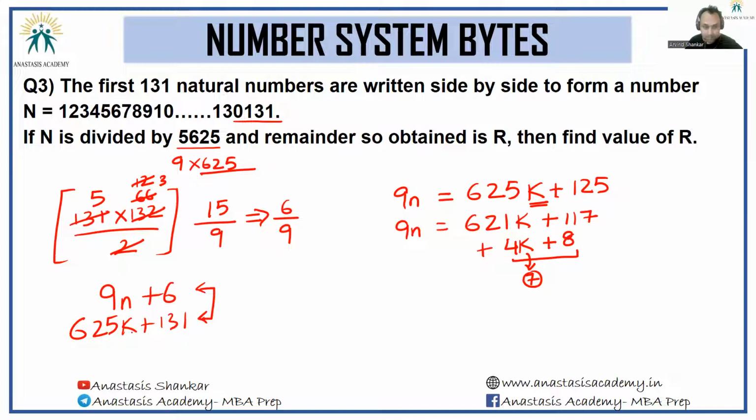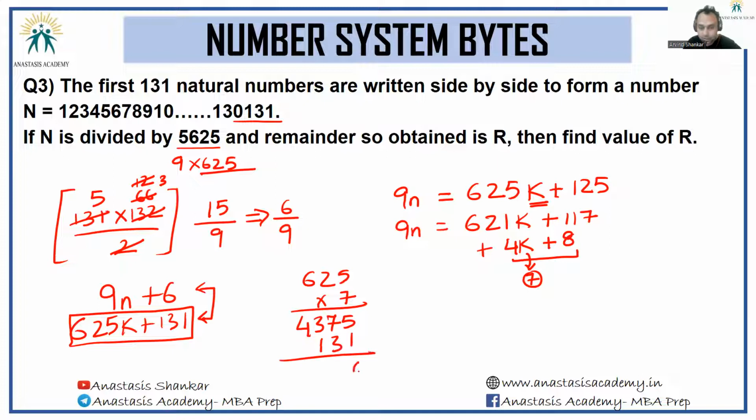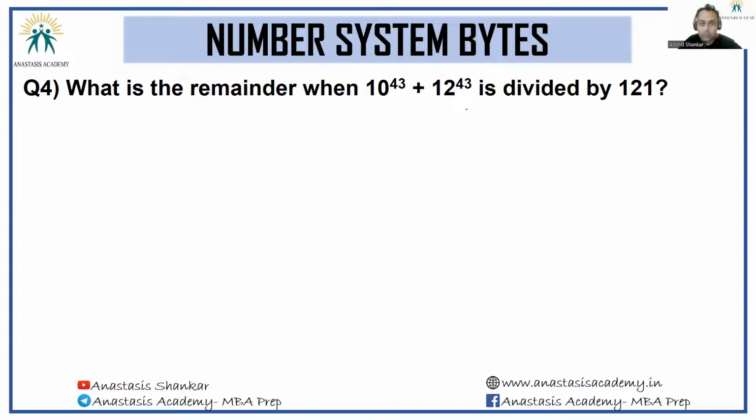So the number that we are seeking is, see, k is coming out of this. So the number has to be 625 into 7. 7 into 5, 5, 3 carried over. So 7 and 1 carried over. So 4375 plus 131. So I get 6 from here, I get 0 from here, I get 5 from here, I get 4 from here. So the remainder that we get for this setup is 4506.